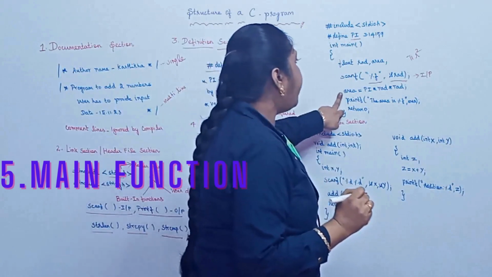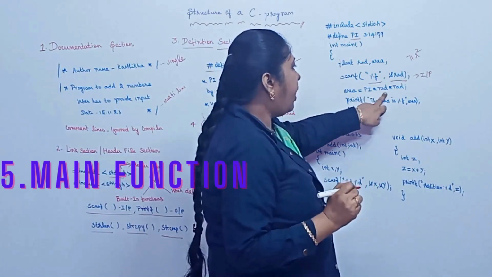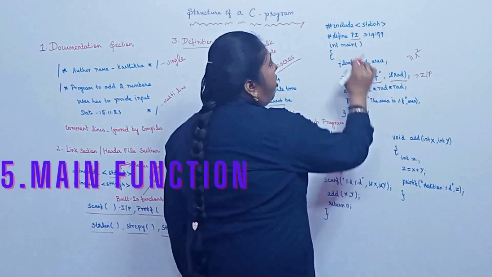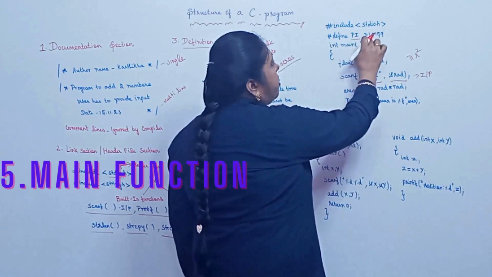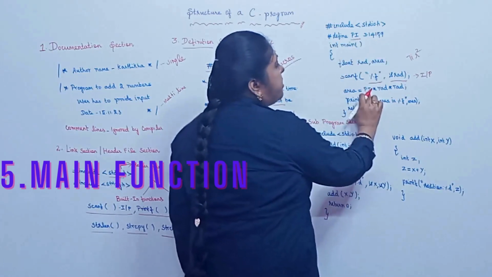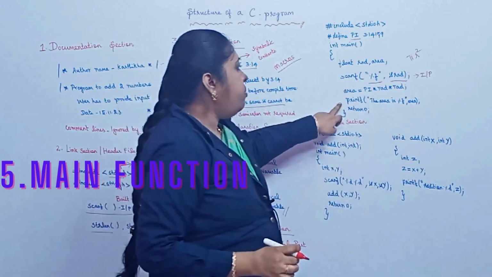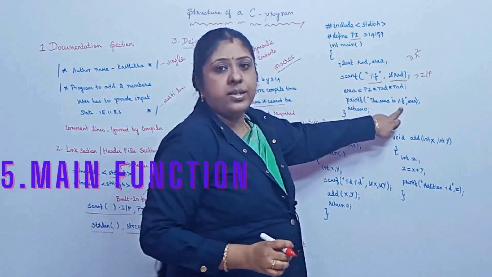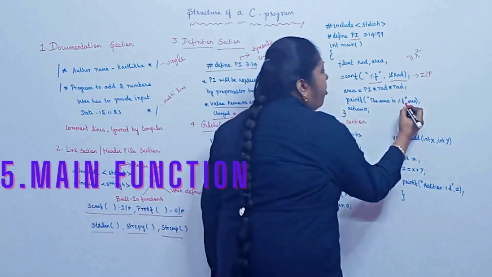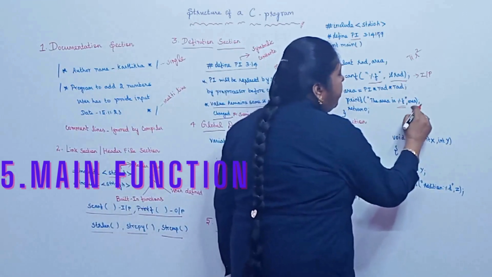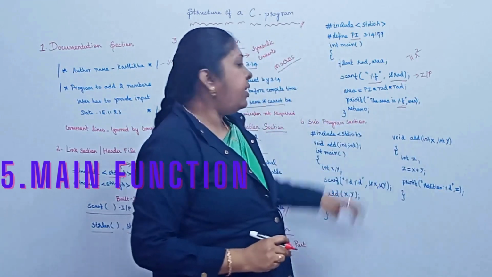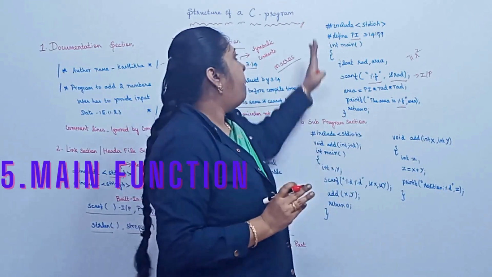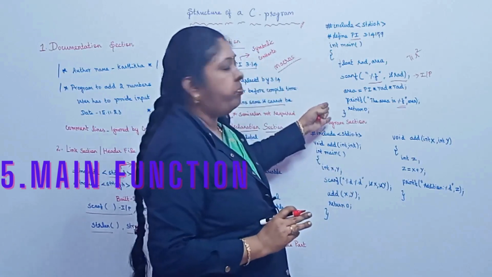Next step, area = pi * rad * rad, that is pi r square. Here pi we had already defined in the hash define, so the particular value will be replaced here. And then printf, the area is, the value is stored in the area, and then the area is %f, again the float is represented, comma area, the value is printed. Return 0 and then the close braces. This is the main function section.